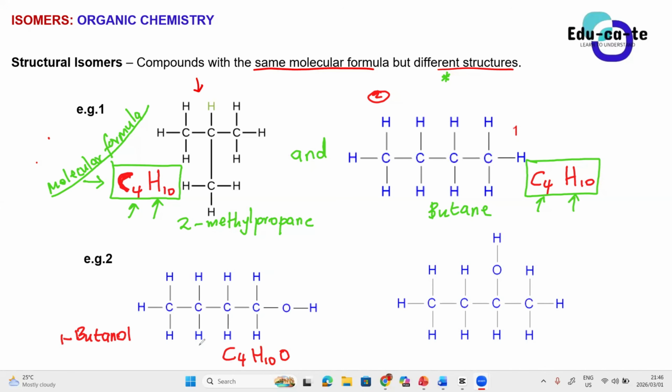Okay, let's look at its pair, the second compound here. Looking at this second compound, give me its molecular formula as well.